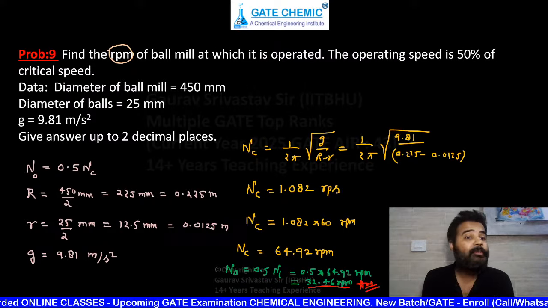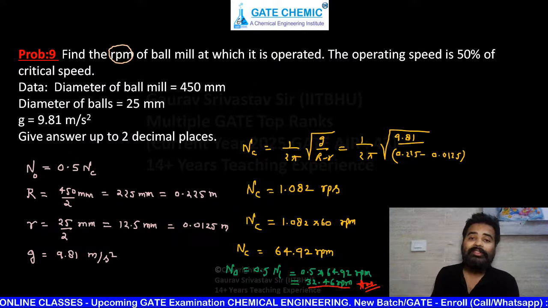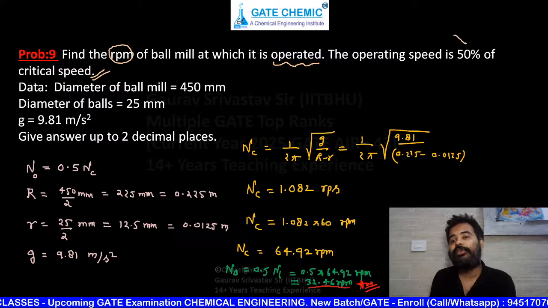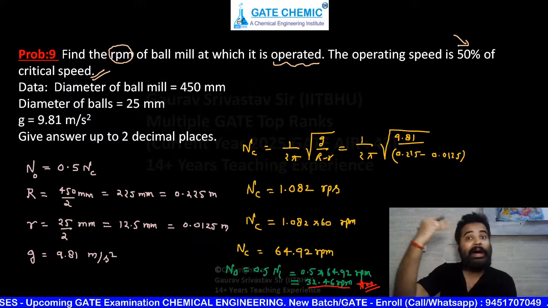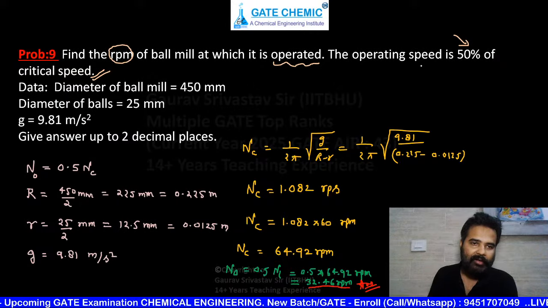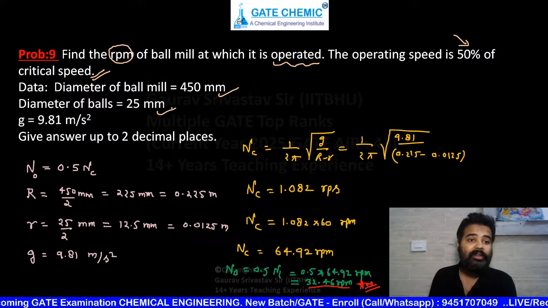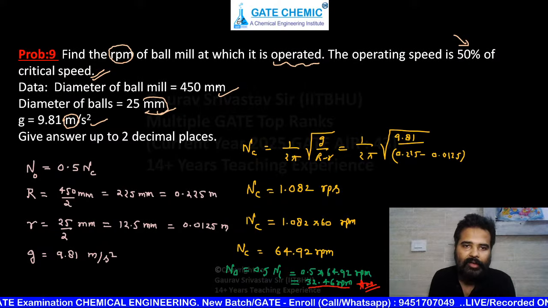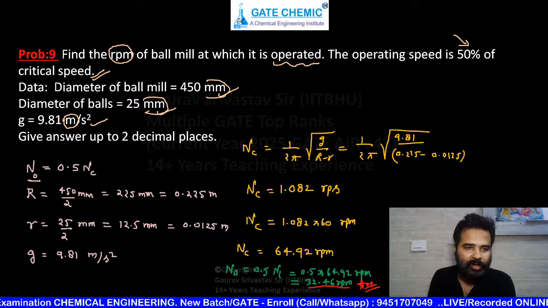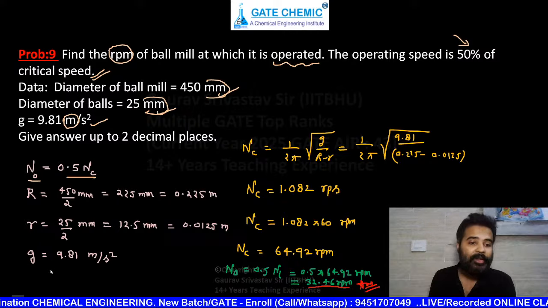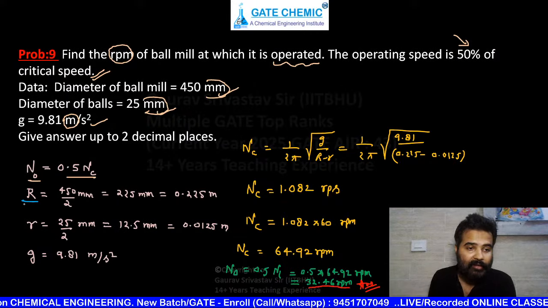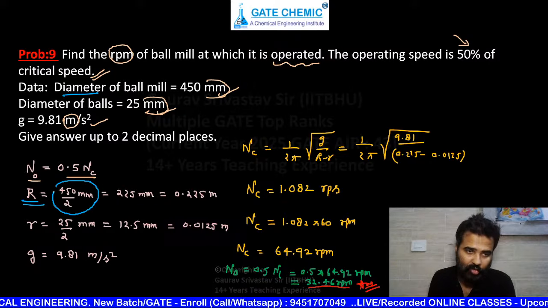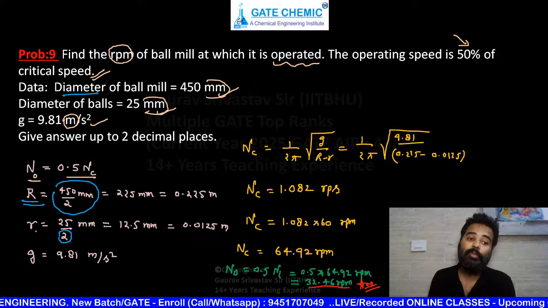The operating speed is 50% of the critical speed. So here they are asking about operating speed. So first you have to calculate critical speed, and 50% of that is operating speed. Then you have to convert them into RPM. This is the complete question. Diameter of ball mill is given, balls are given, G value is given. Because you are using meter per second square, you have to convert this also into meter. So see, operating speed is 0.5 of NC. R, because the diameter is given, you have to calculate radius by dividing by 2. Here also dividing by 2, radius of balls, G value.